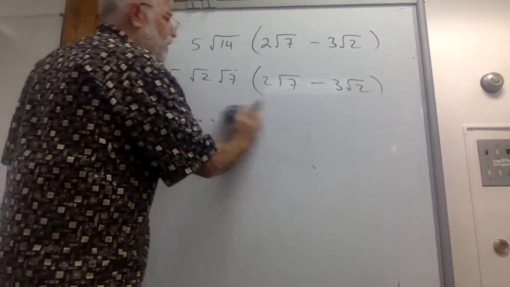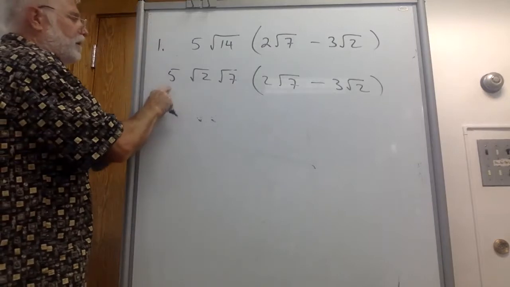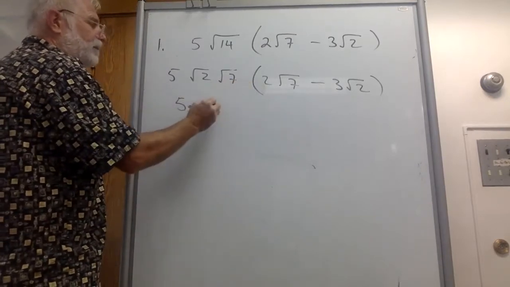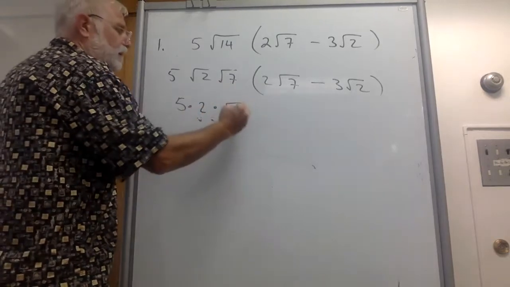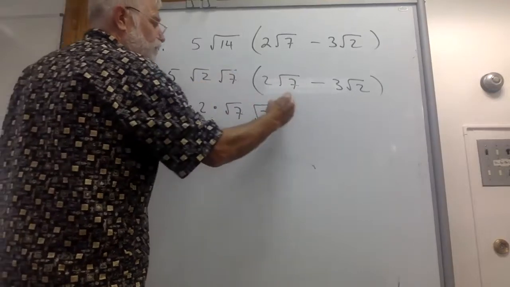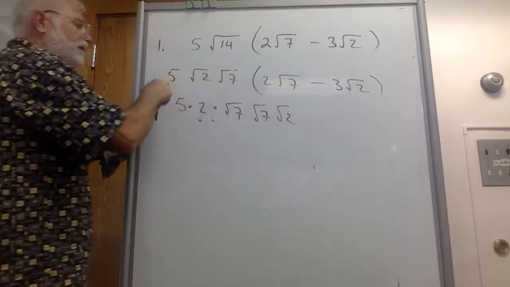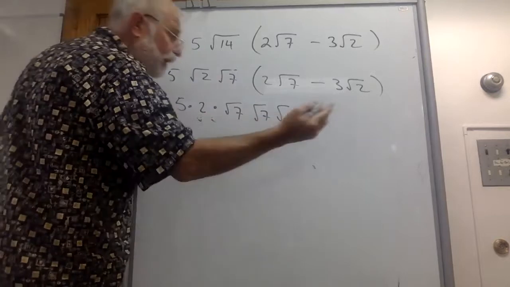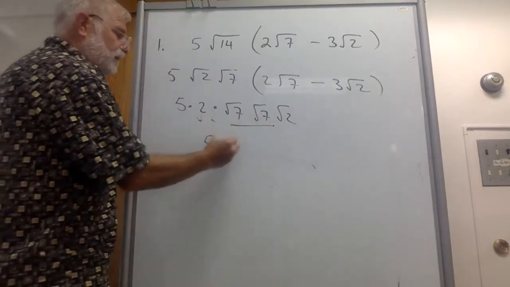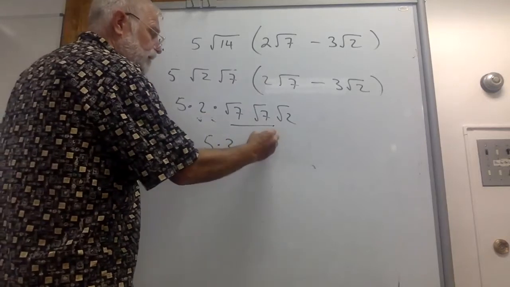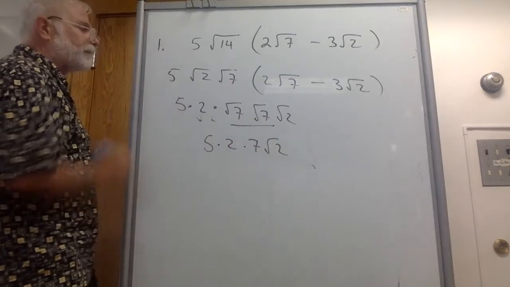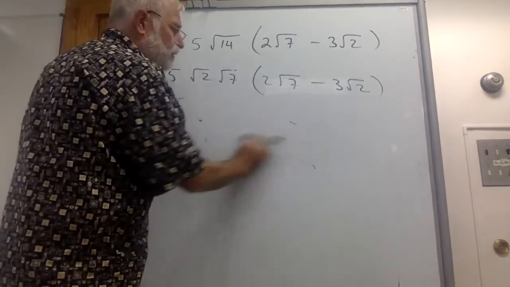Now, maybe I should write it and just rearrange. Let's put the integers together. 5 times 2. Maybe this is the best way to see it. Times root 7 times root 7 times root 2. I've got 1, 2, 3, 4, 5 factors. And that's 7. So that's 5 times 2 times 7 times root 2. 10 times 7, 70 root 2. Okay? So that's what you're supposed to get out of the first multiplication.